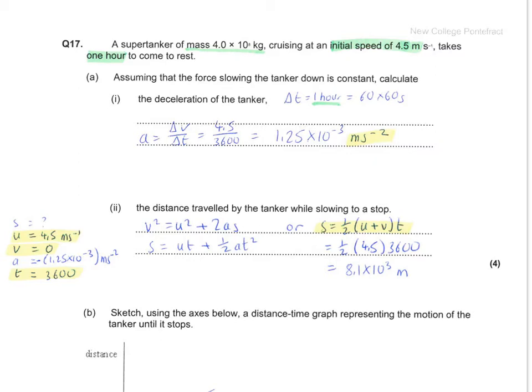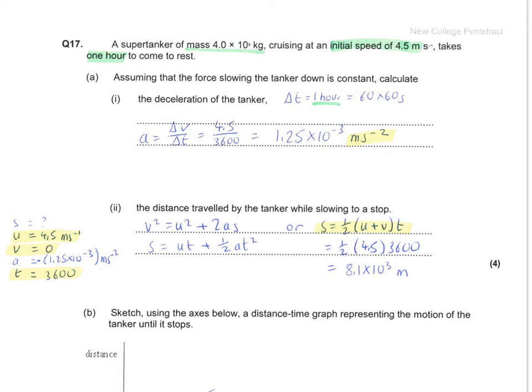You can avoid using your previous calculated answer by selecting the equation s equals a half (u plus v) t. This does have the advantage that you wouldn't carry an error forward. Substitution into that leads to the answer of 8.1 times 10 to the 3 meters. Use of either of these alternative equations would give the same answer as long as you substitute in a negative value for acceleration.